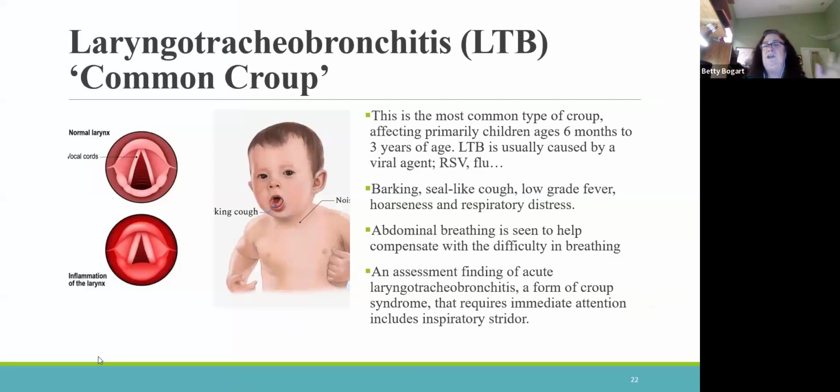Croup is laryngotracheal bronchitis. So we have tracheal bronchitis, which is bronchitis. Laryngotracheal bronchitis is croup. Croup is upper airway. There are inspiratory issues. Swelling up, air can't get in. Once it's in, it gets out fine. What you hear is this seal-like barking cough. You're going to see this abdominal breathing going on because of this difficulty getting air in. It sort of helps with it, okay?